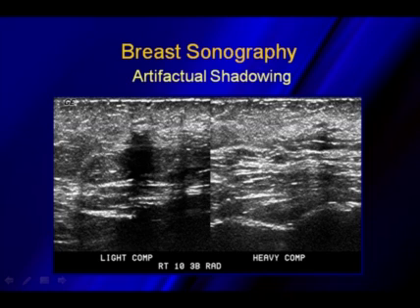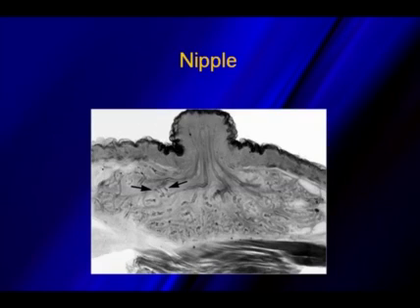So ultrasound requires variable scanning pressure. If you're scanning looking for the presence of blood flow or color Doppler, you need to scan with very light pressure. If you're getting what looks like shadowing, you need to compress and make sure that it's not artifactual, but variable compression is what's necessary for breast imaging.